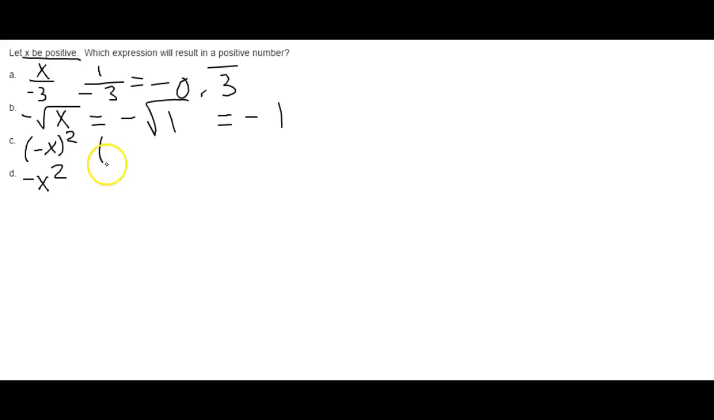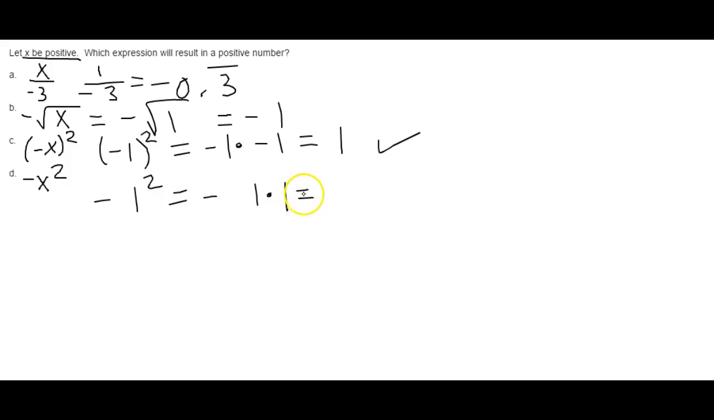Negative x squared, we plug in a 1 again for the x. The negative was already there, which is negative 1 times negative 1, or positive 1. Possible answer. Let's double check our last one just to make sure. Negative 1 squared. The negative is separate from the 1 times 1. 1 times 1 is 1, so we have negative 1. So our answer choice would have to be C. If you're ever in doubt, just try another positive number and see if you get the same results.